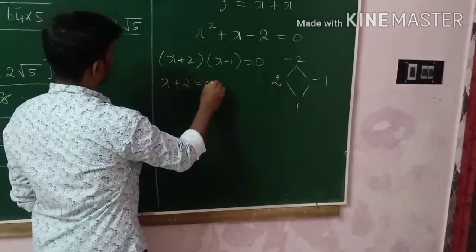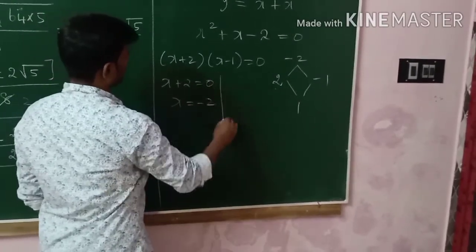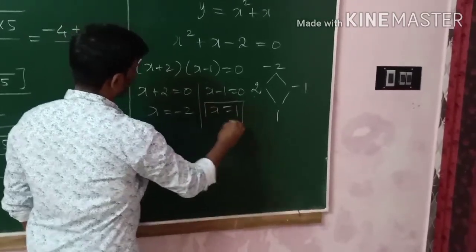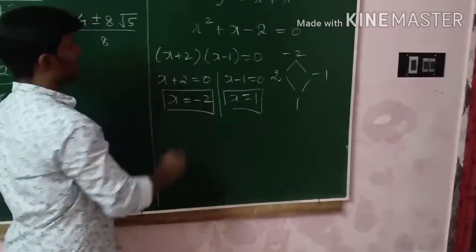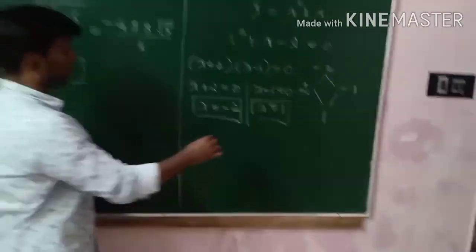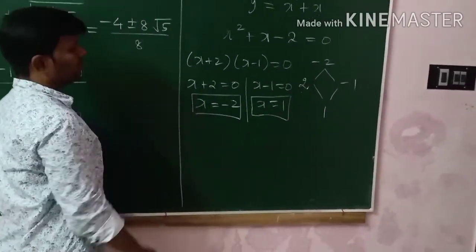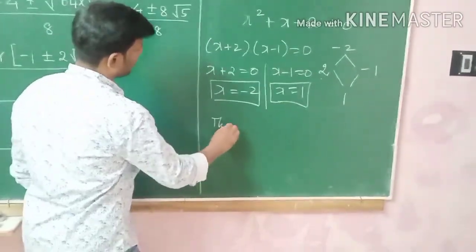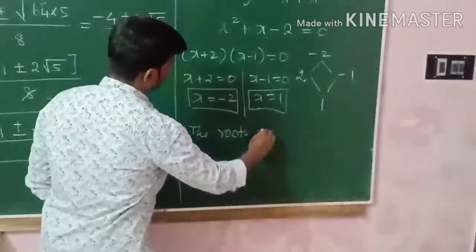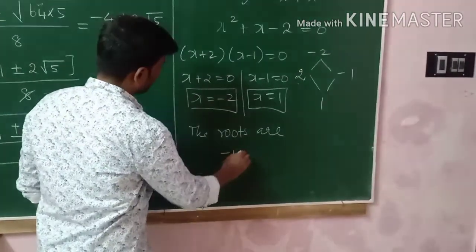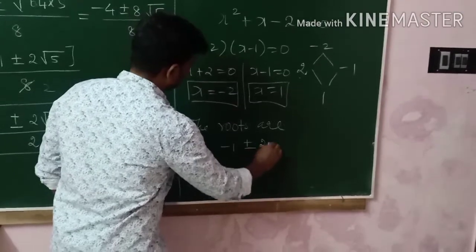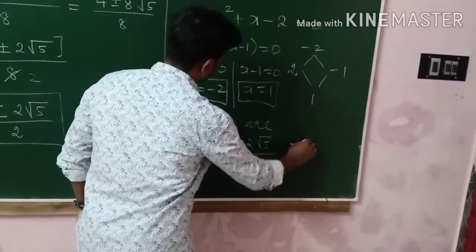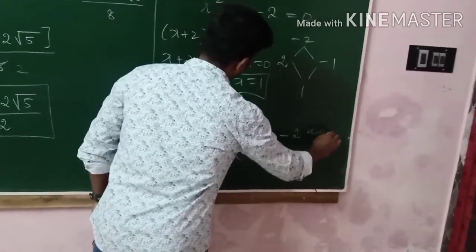x plus 2 equal to 0, x is equal to minus 2. x minus 1 is equal to 0, x is equal to 1. So again we got the two roots. x is equal to minus 2 and x is equal to 1. So since the given polynomial is a quartic polynomial, we must get 4 roots. Therefore the roots are minus 1 plus or minus 2 square root of 5 by 2, and minus 2, 1.